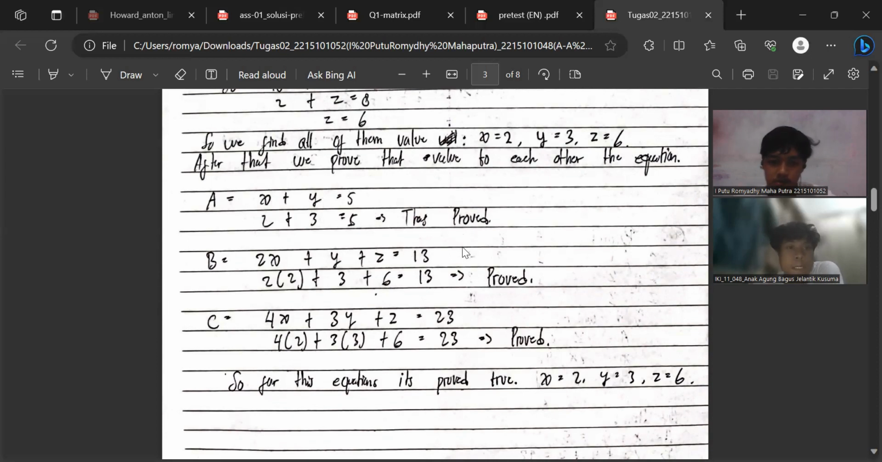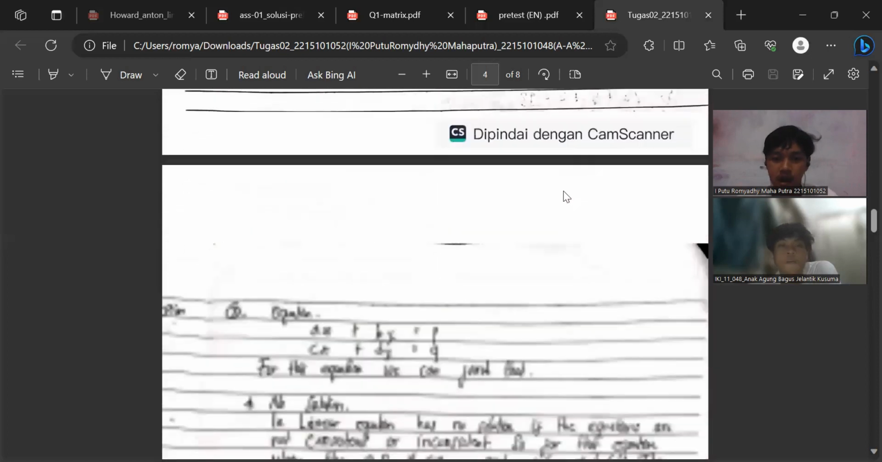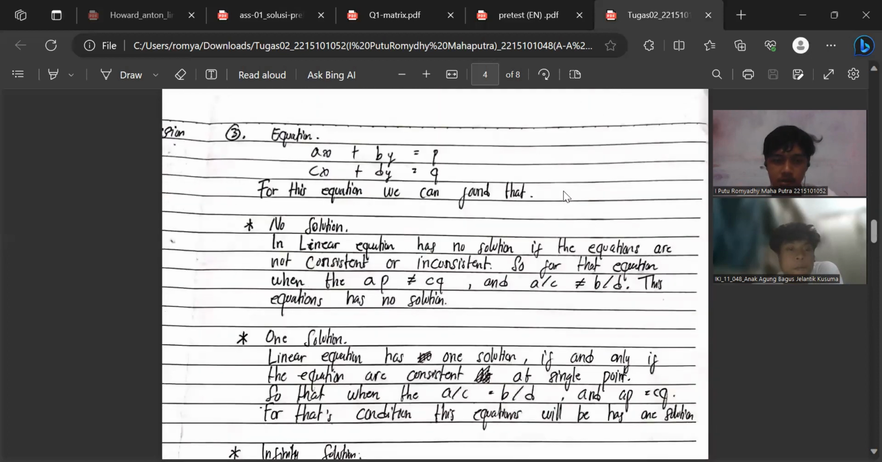So for that equation, we assume that the equation in here has an infinite solution. Okay, and then next I will explain about the third answer.